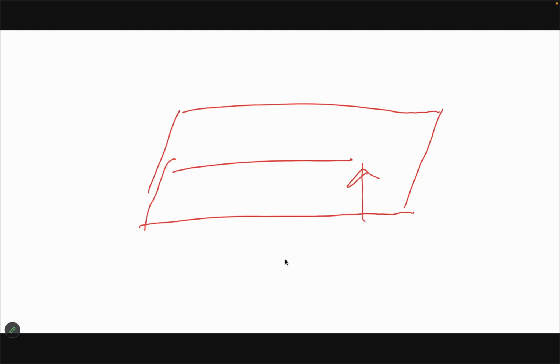Where will the reaction be zero? At which point will the reaction be zero? Or in other words, if I rephrase, where will the instantaneous center of rotation lie? Very simple. What I'm going to do is use k square is equal to ab, right?